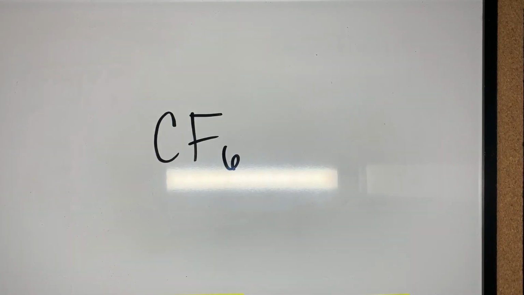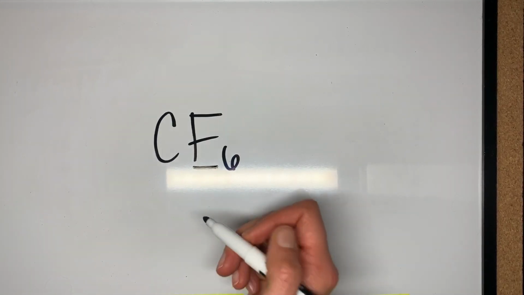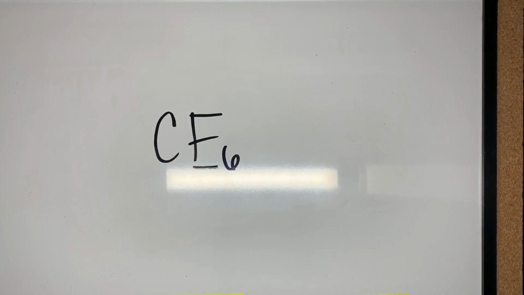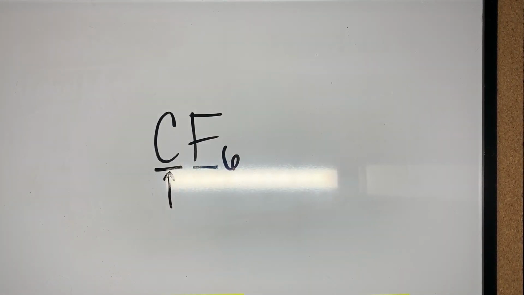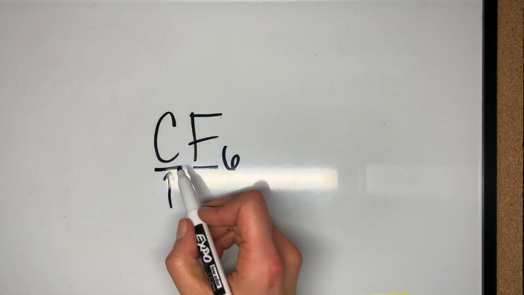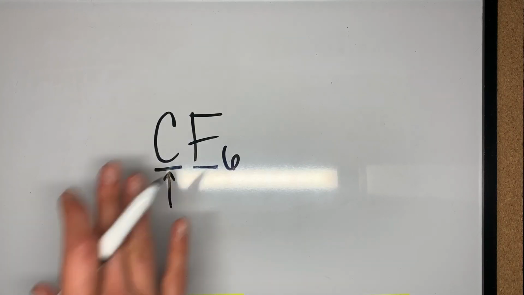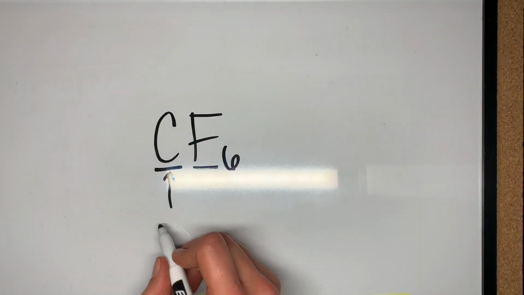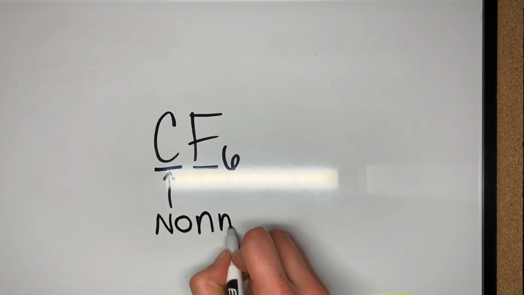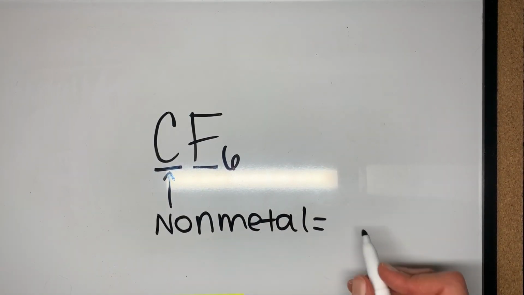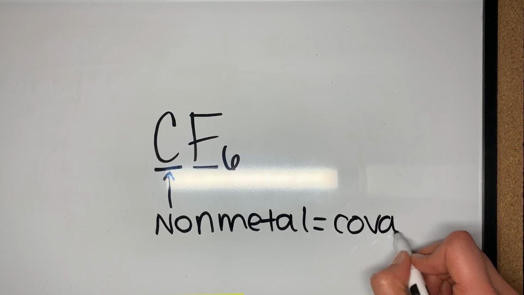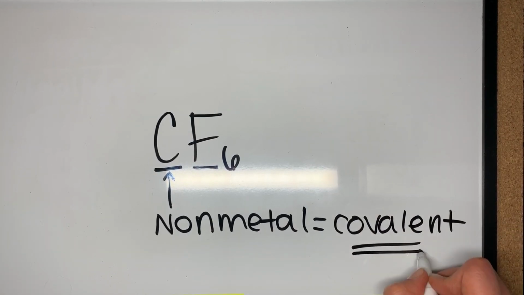If we look at this compound, again, the second element is always going to be a nonmetal. So we just look at the first element to determine what type of compound it is. We know that carbon is to the right of the staircase, making it a nonmetal. And if the first element is a nonmetal, then we know that this is a covalent compound.